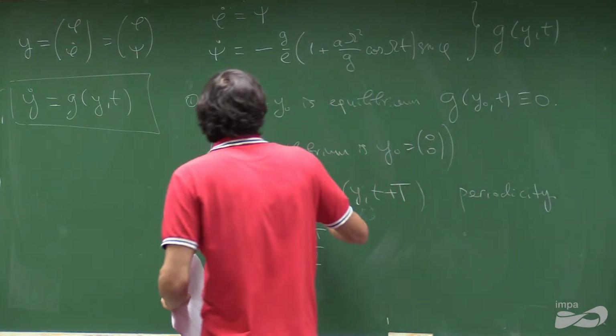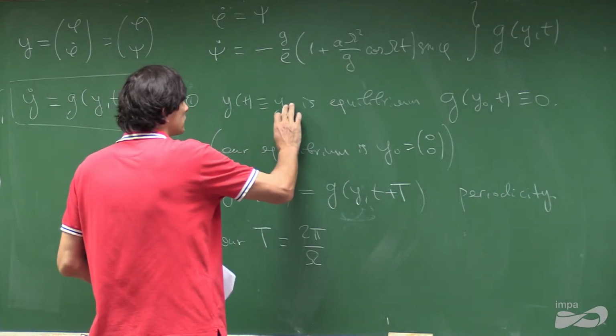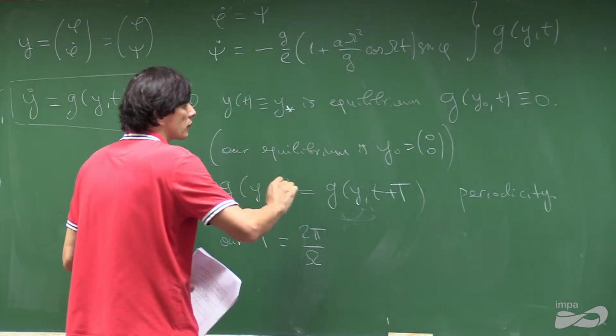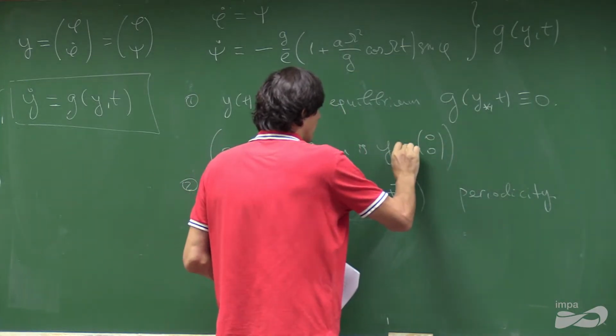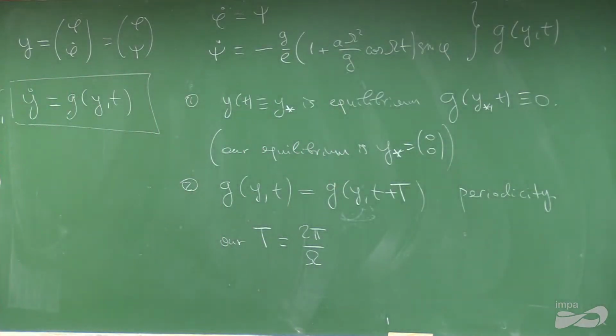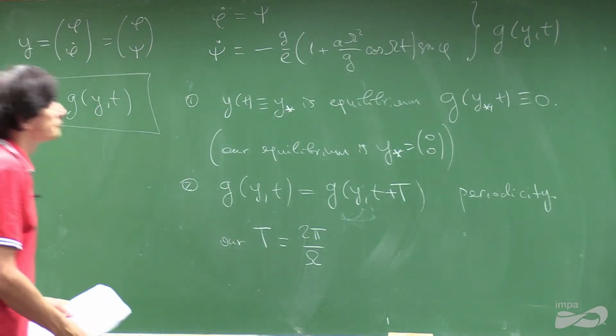So let's write star for the equilibrium. The equilibrium will be y star.